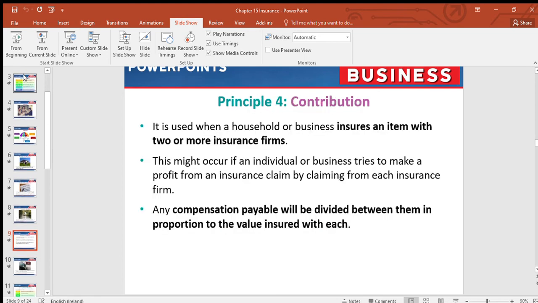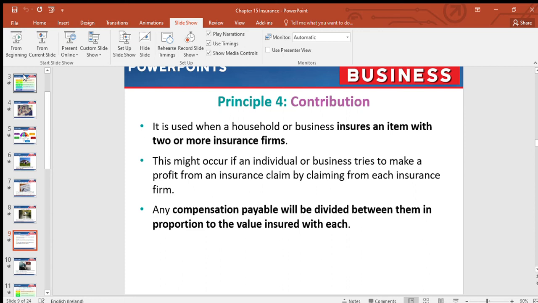The fourth principle here is contribution. It's used when a household or business insures an item with 2 or more insurance firms. It might occur if an individual or business tries to make a profit from insurance by claiming from each insurance firm. Any compensation payable will be divided between them in proportion to how much you insured them with.